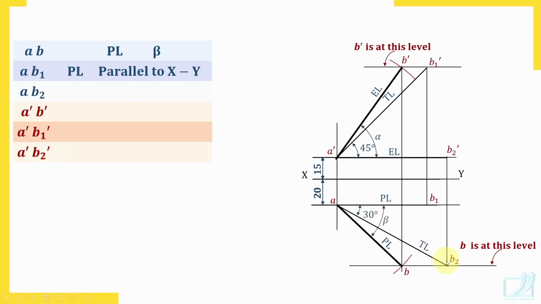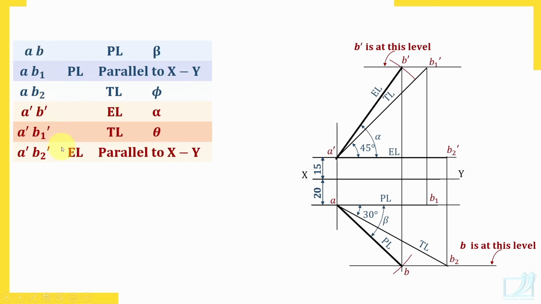But it is a top view, and the top view gives inclination with VP. So this 30 degrees in this problem is the inclination with VP, that is phi. So AB2 has true length and its true inclination. A dash B dash has length EL and inclination alpha. Check, alpha is the angle made by the front view with the XY line. A dash B1 dash has true length and true inclination. In this problem, the true inclination theta with HP is 45 degrees. And A dash B2 dash has length EL and it is parallel to the XY line.